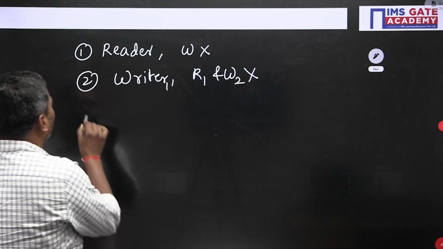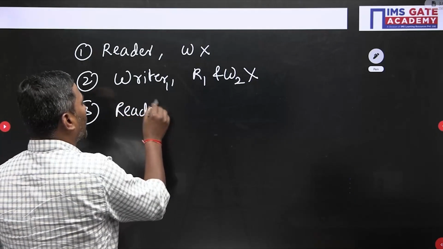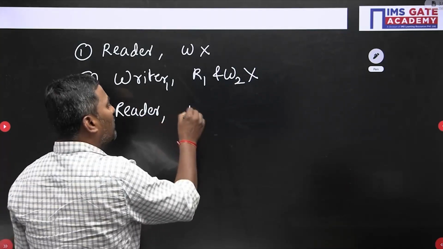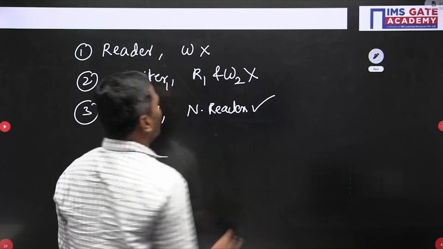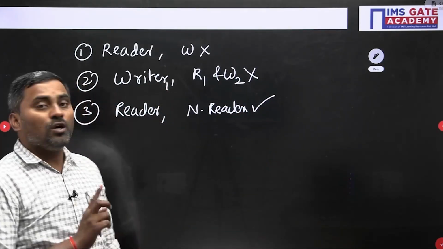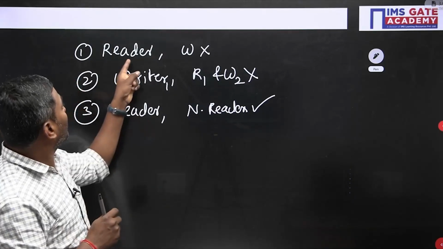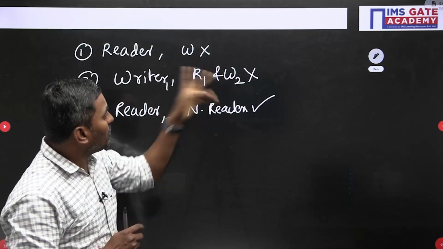This is important. Third one: if one reader came, n number of readers can be allowed. N number of readers can be allowed. So these are the things we need to notice here. The first thing: if a reader comes, no writer. If a writer comes, no reader should be allowed, and no writer should be allowed.